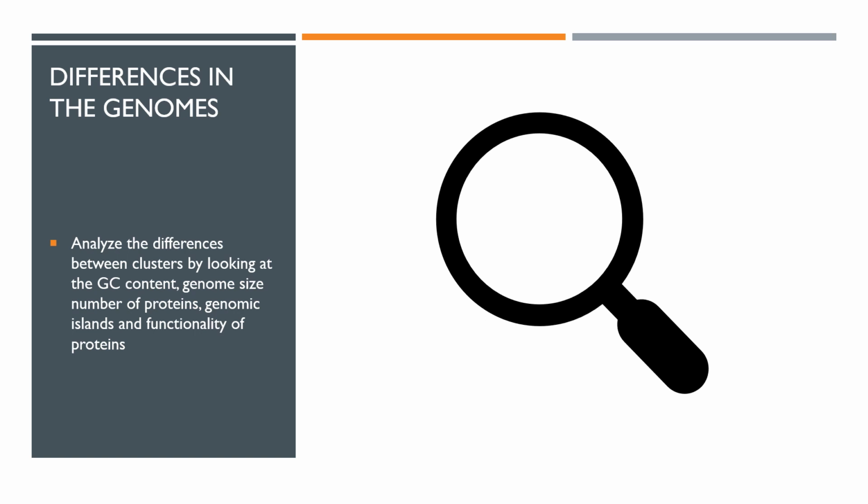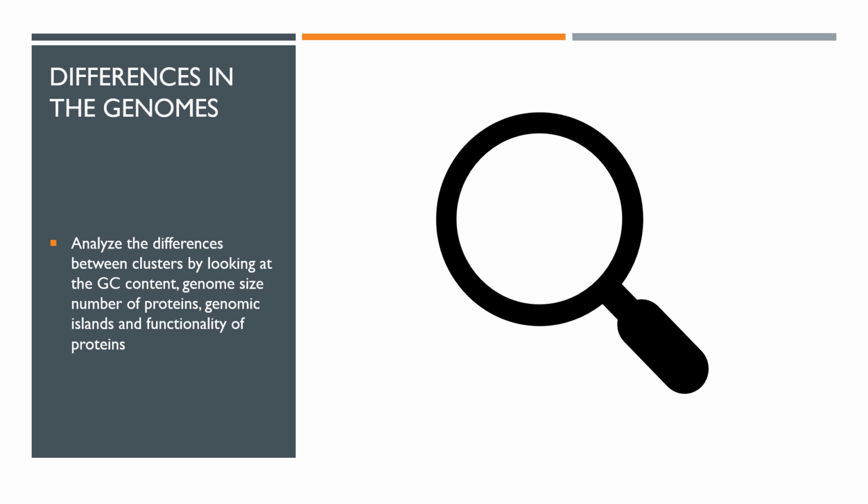I want to analyze all the different methods and all the different clusters by looking at things like the GC content, the genome size, the number of proteins, the genomic islands, and the functionality of the proteins. What these things are going to tell me is whether these differences lie in genes that are part of the core genome or genes that have been horizontally gene transferred. For example, if I find that some clusters have signature genomic islands, that means those genes were horizontally gene transferred, which means that cluster would be considered a subset of the species of E. coli as compared to a different species altogether.